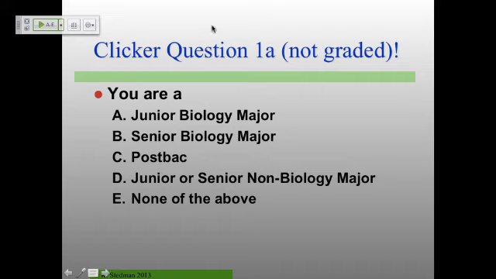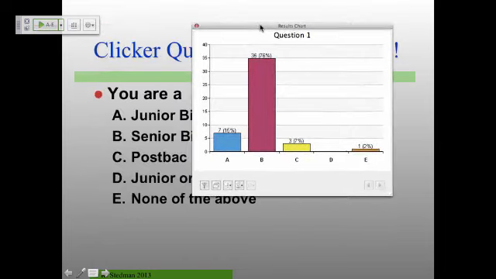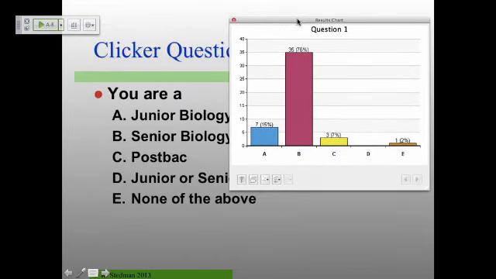Most of you are senior biology majors, at least for the people who voted or admitted it. 15% juniors, 75% seniors, few post-bacs. These are the ones that are going to ruin the curve, so we'll ignore them. And then none of the above. I know at least one of the none of the aboves here. So with that, there's no correct answer to this question. Again, I'm only going to start counting them as of next week.